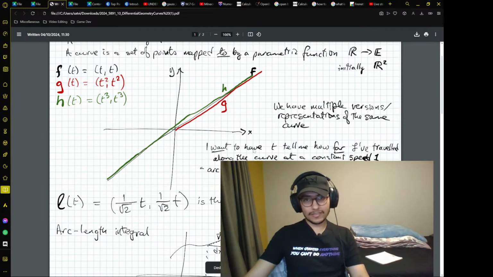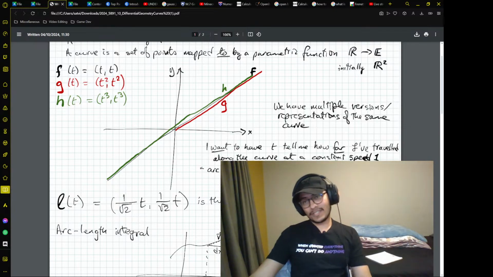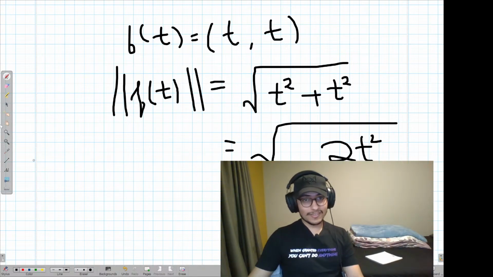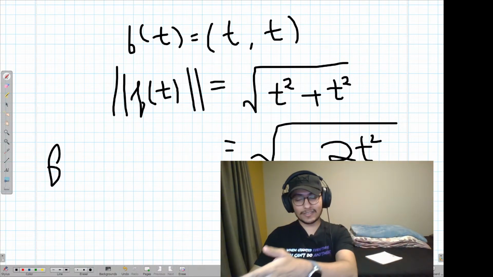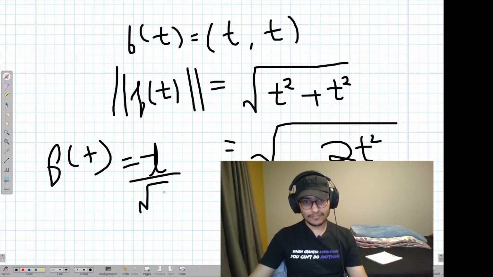Now it says we have to move along the curve at a constant speed 1, and root 2 is 1.41 something, which is greater than 1. So we are going too fast. So how do we get it to 1? For that we just divide it by root 2. t by root 2.